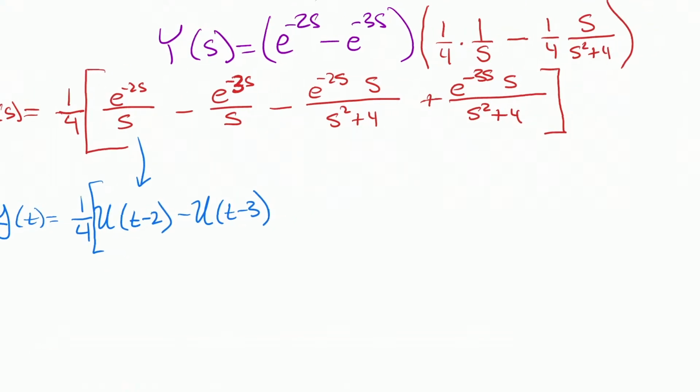Now things get tricky. Here's how I would do this. Because of the e to the, here I'll highlight this, because of this, I'm going to have a unit step function. Let's write that down so that we know we have a unit step function, t minus 2. That's what the green highlight indicates. But I need to multiply it by whatever function has a Laplace transform of s over s squared plus 4.